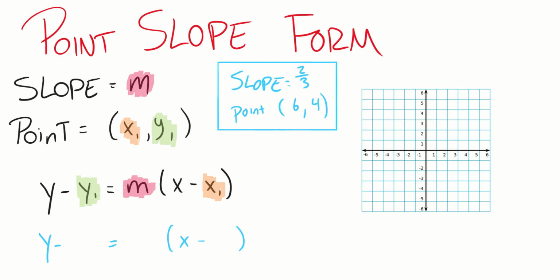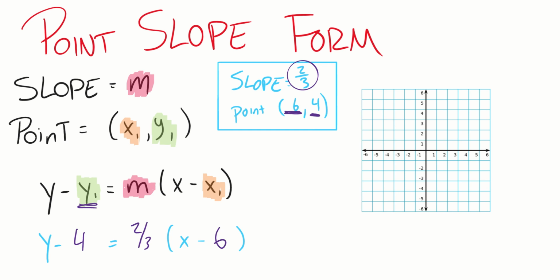So my slope is 2/3. My x value is 6. X goes with my x. This is going to be minus 6. And my y goes with my y. This is going to be 4. So my equation would be y minus 4 equals 2/3 times x minus 6.